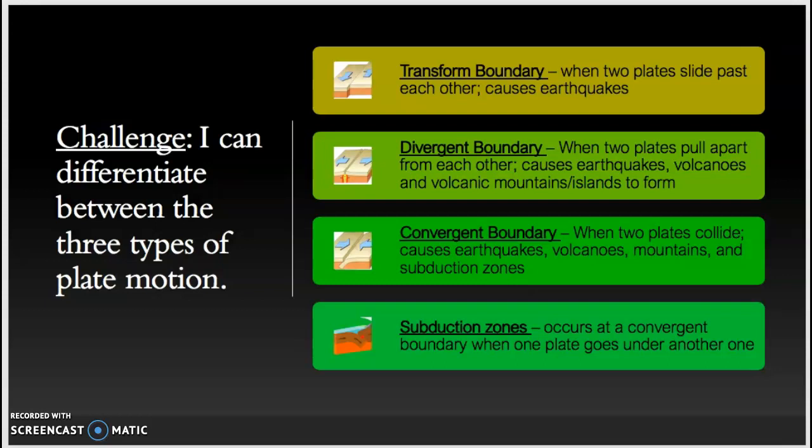A subduction zone is then defined as when one plate goes under another plate, and those can cause some significant trouble. So go ahead and get those definitions written down, pause the video, and when you're ready, you can move on.